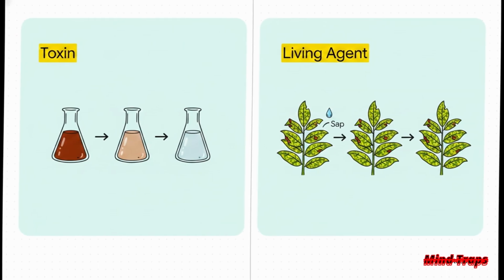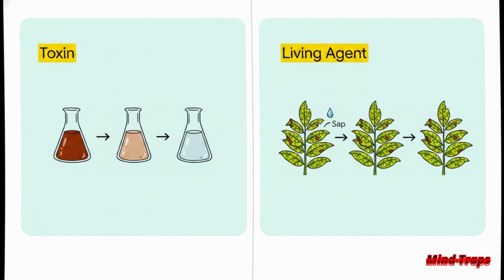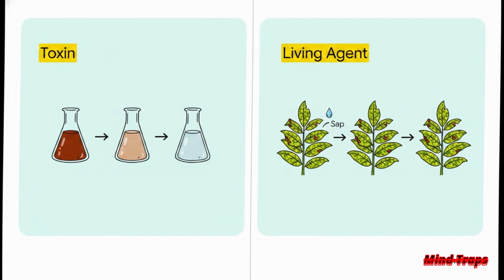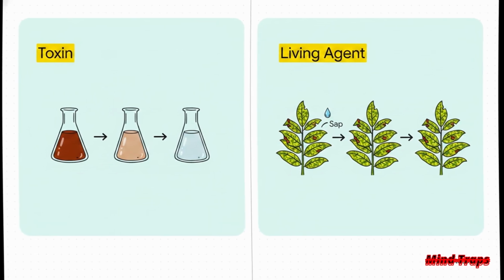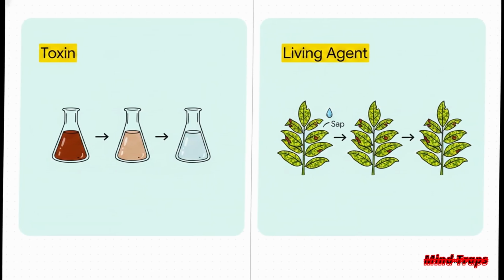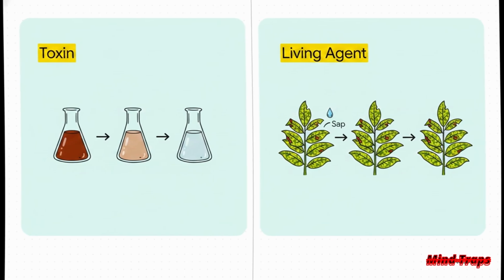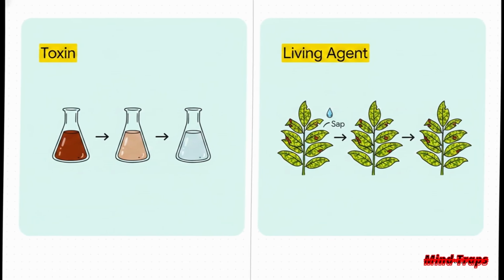Is this mysterious agent a chemical toxin, or is it a living organism? See, a toxin, a non-living poison, gets weaker every time you dilute it. It spreads out. But Beijerinck showed that he could take the infectious sap from one plant, infect another, then take the sap from that second plant and infect a third, and so on and so on. The disease never lost its punch. It was just as strong in the 10th plant as it was in the first.